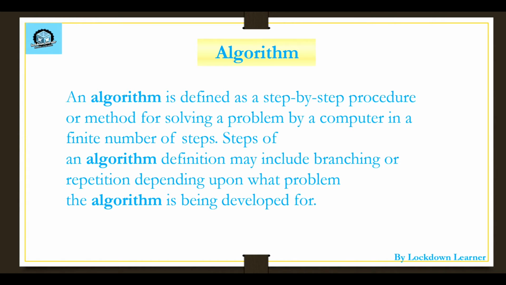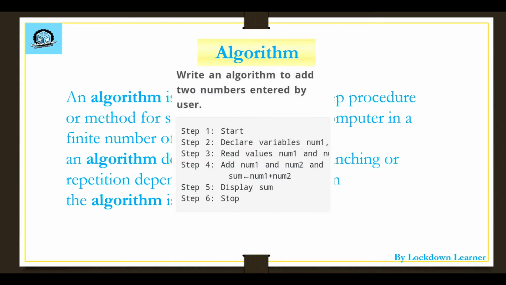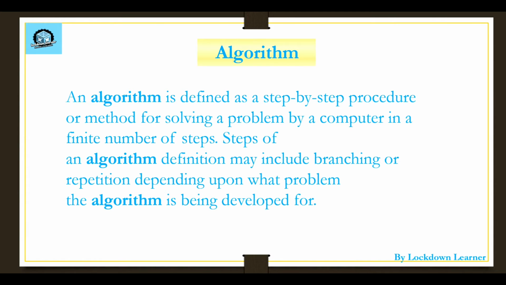First you declare a variable, second you take input, third you store that sum into a third variable, and fourth is output. That is a finite number of steps. Okay guys. The steps of an algorithm may include branching or repetition, depending upon what problem the algorithm is being developed for.